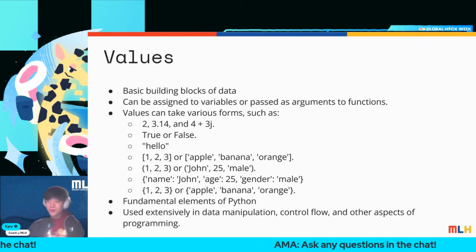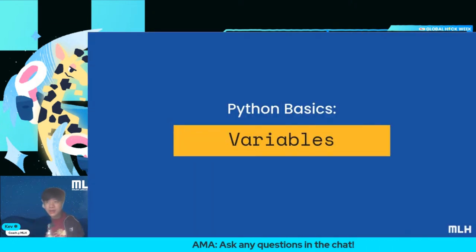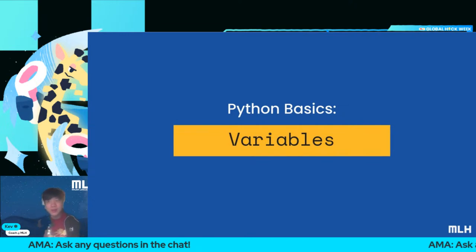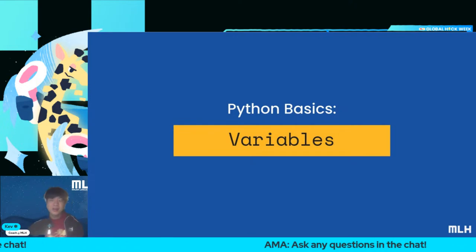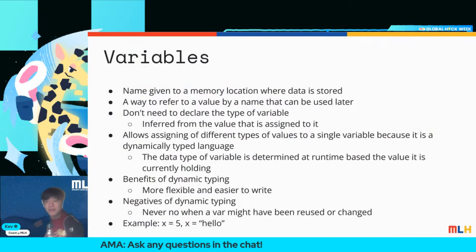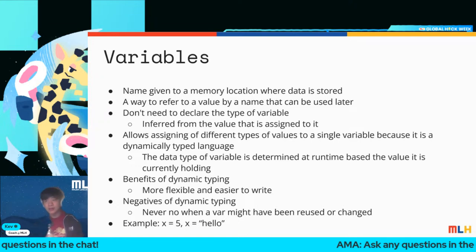One more sip of water, and let's continue. The next basic concept we're going to go over is variables. I know a lot of people know what variables are. We talk about this a lot in mathematics and a lot of logic classes and so on, but a variable is basically a name given to a memory location where the data is stored.